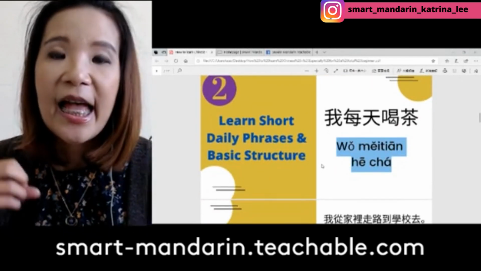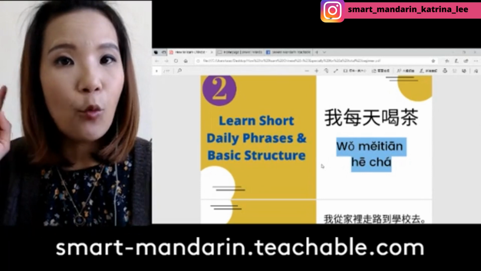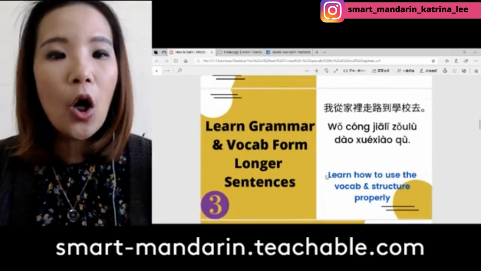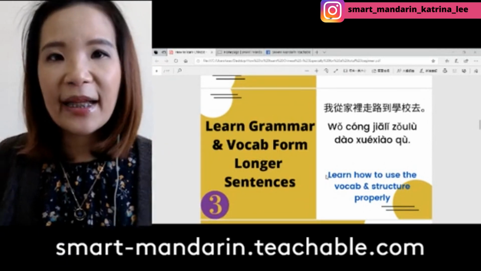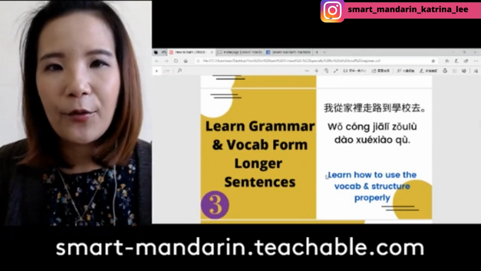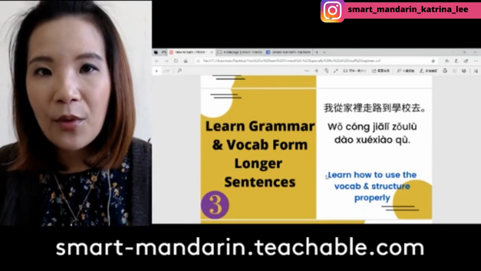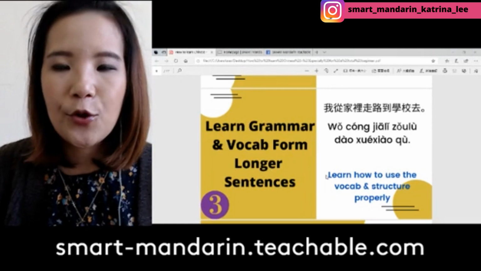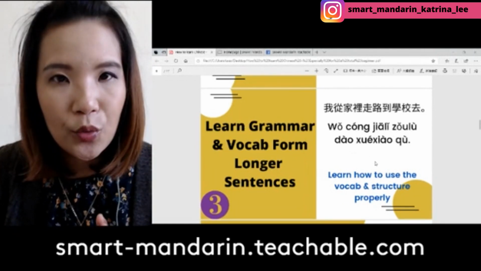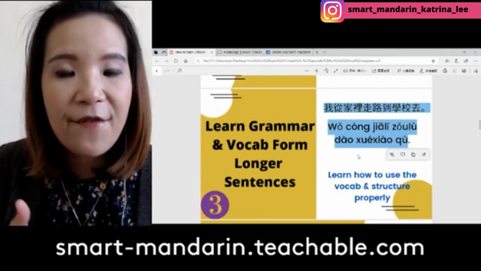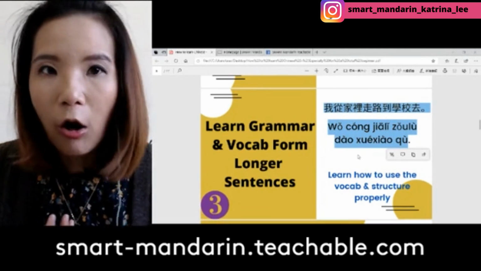Short phrases and basic structure is level 1 for your steps. And longer sentences and a little bit more complicated grammar is level 2. All right, level 0, level 1, and level 2. This sentence structure is level 2, the advanced beginner's level that I call.